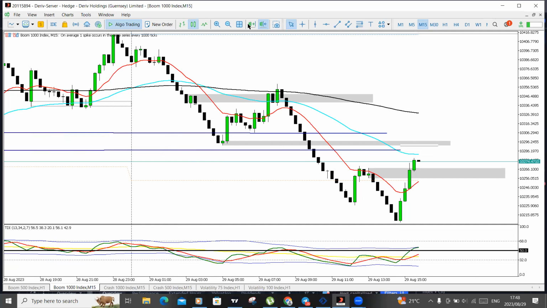The other reason why, if you follow us, we only sell the crash, meaning on the crashes we only look for sell setups only. Then we only look for buys on the booms. The reason I trade this way is to avoid getting caught unaware by a spike. Spikes here move in the direction I trade in, so it's easy for me to monitor a trade.